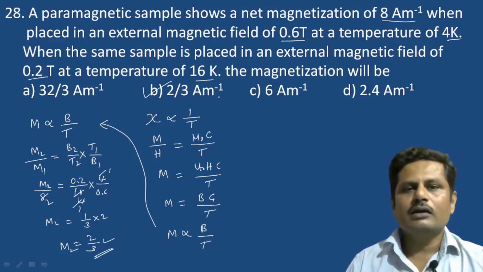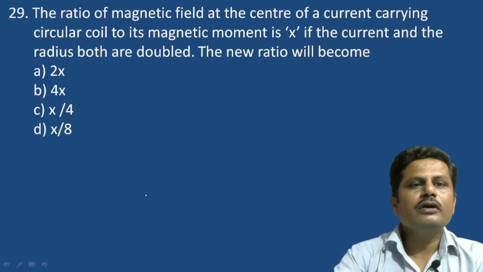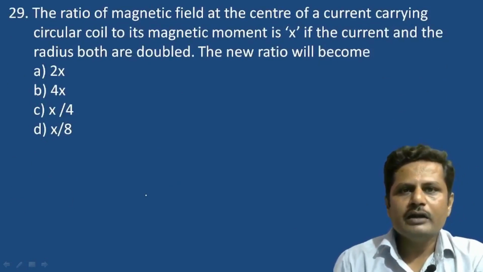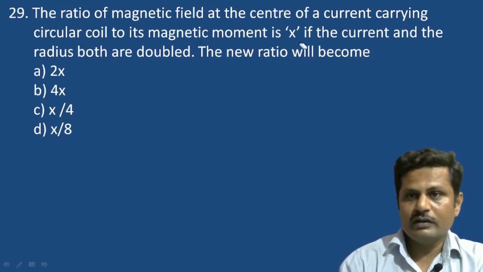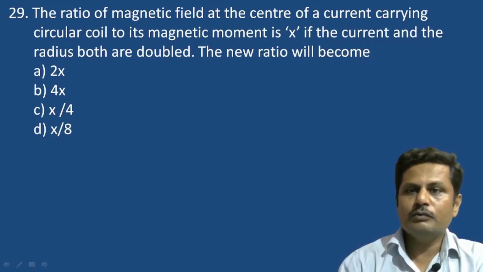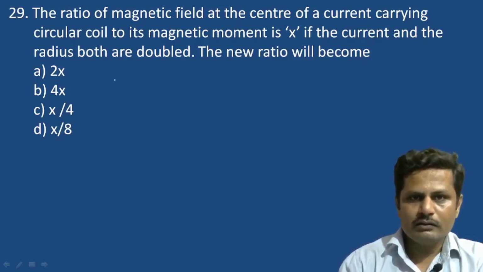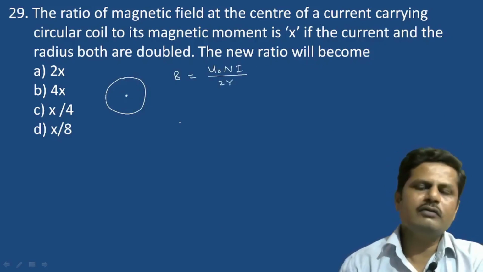Okay, now let me go to the next question, that is the 29th question. The ratio of the magnetic field at the center of a current carrying circular coil to its magnetic moment is X. If the current and the radius are both doubled, what will the new ratio become? The magnetic field at the center of the current carrying coil is B equals mu naught N i divided by 2R. This we know, this is the general formula.